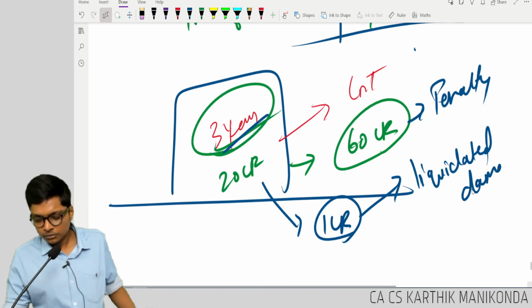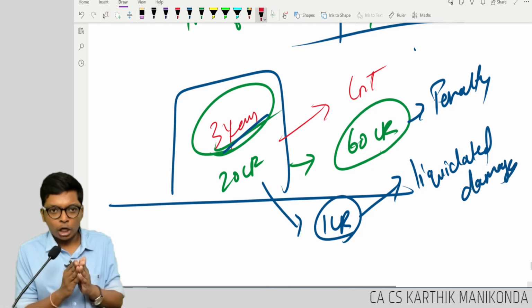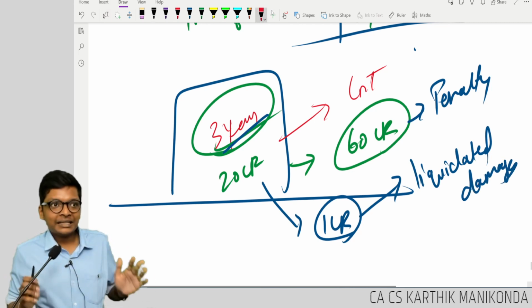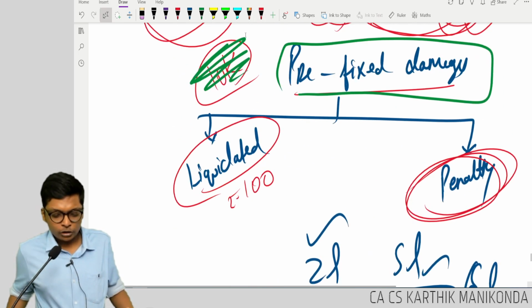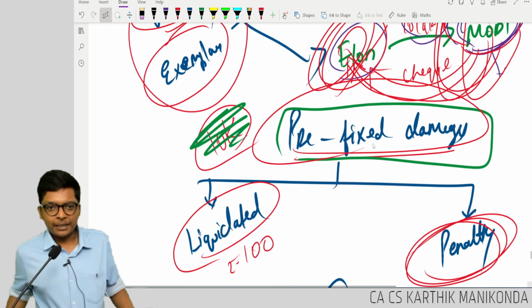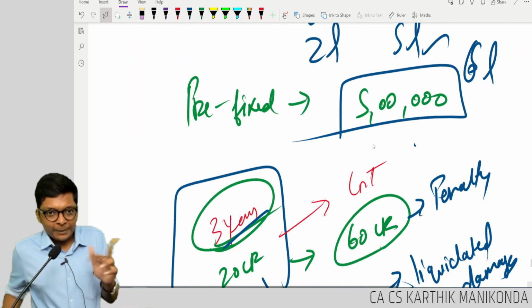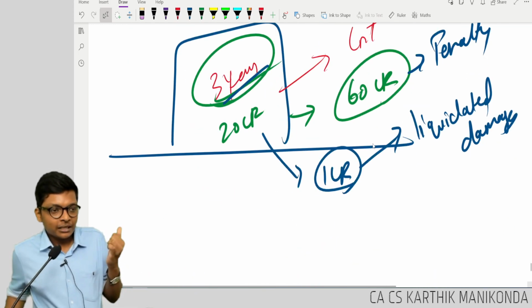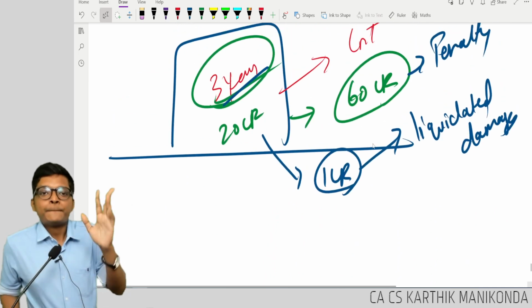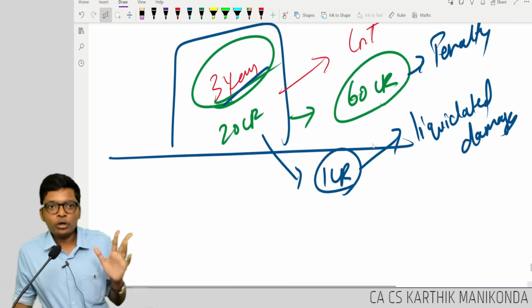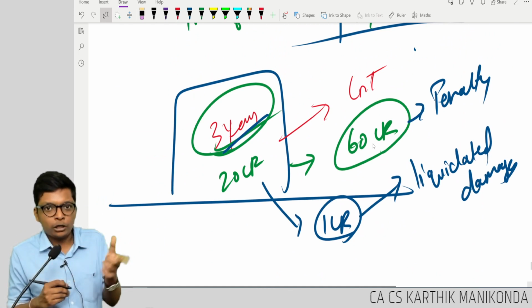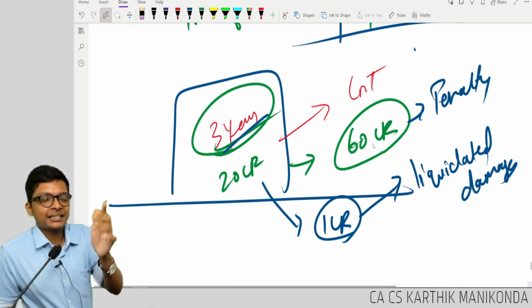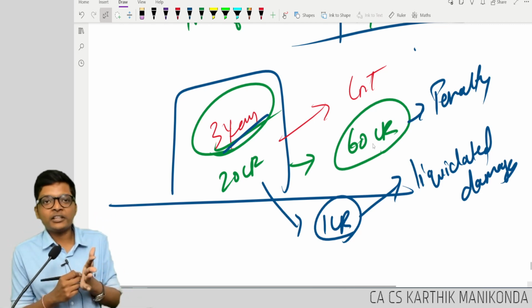Indian law does not distinguish this. For Indian law, we just take it as our Contract Act, prefixed damages. Based on the amount mentioned, the court will tell whether this is penalty or liquidated. But in both cases, the amount of compensation cannot cross the prefixed damages. Clear?